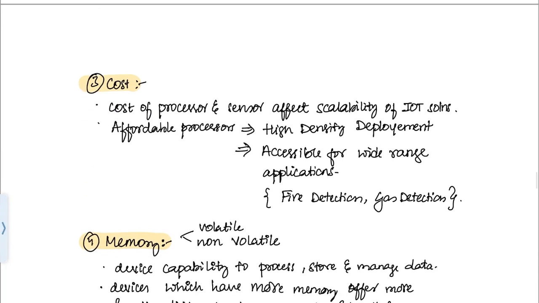Next, we have cost. The cost of the processor and the sensor affects the scalability of IoT solutions. That is, affordable processors will allow high density deployment, making them more accessible for widespread applications. Examples could be fire detection or gas detection.